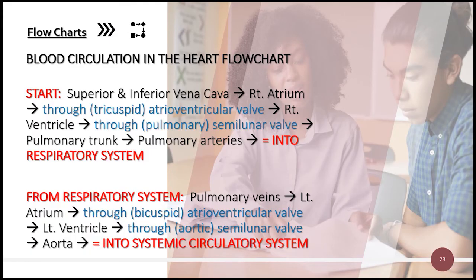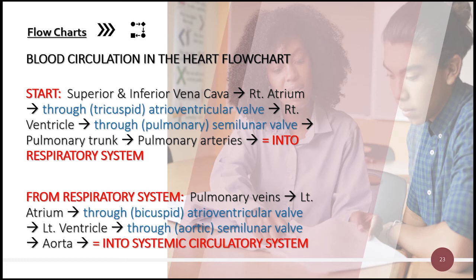Now here's an example of a flowchart. This is a no frills, no computer fun graphics technique. This is just very basic. It's just an anatomical term with an arrow, and then another anatomical term. This is an example of a flowchart for blood circulation in the human heart.